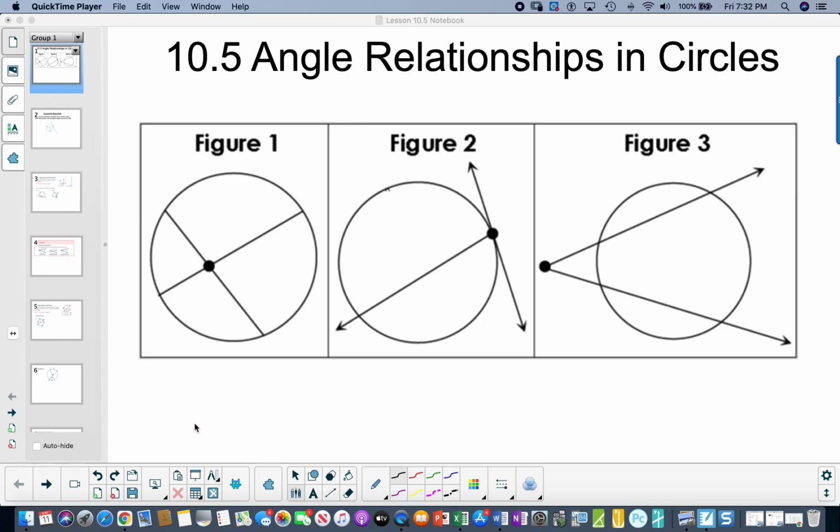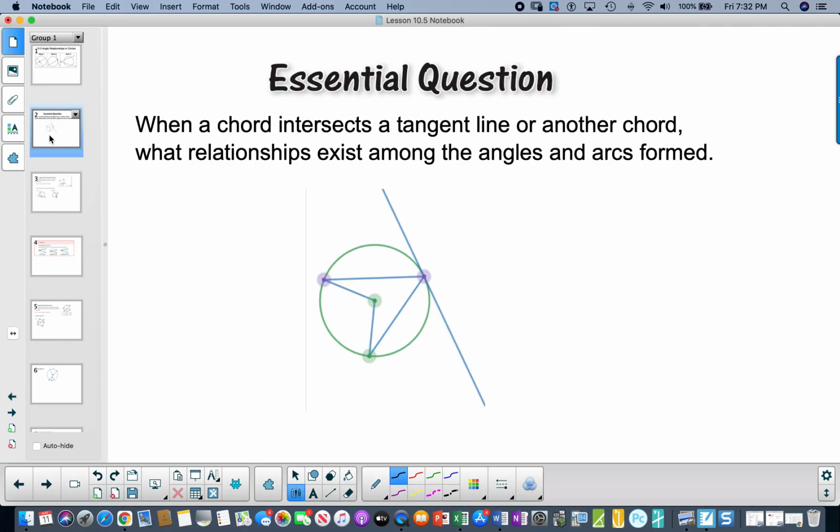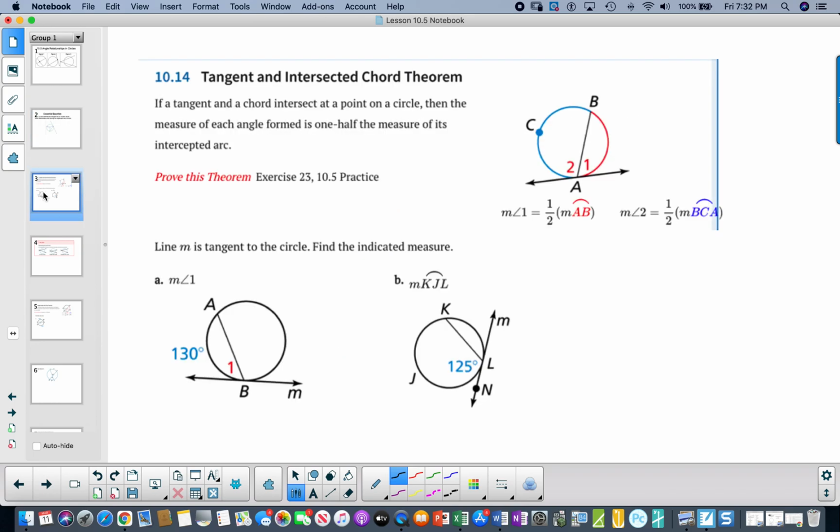5. Angle relationships in circles. Essential question: when a chord intersects a tangent line or another chord, what relationship exists among the angles and arcs formed? Our first theorem is the tangent and chord theorem.